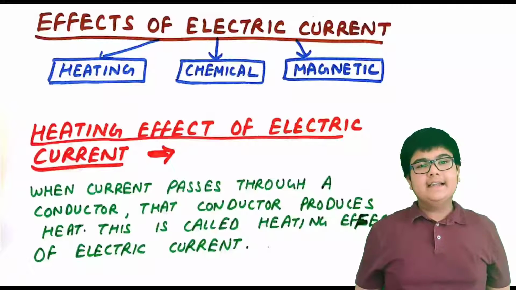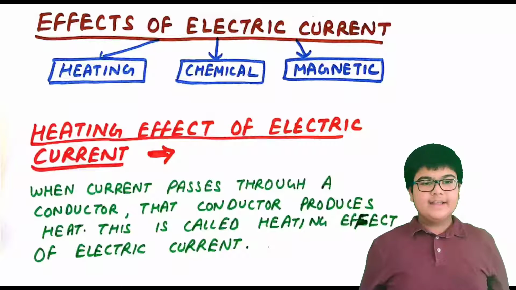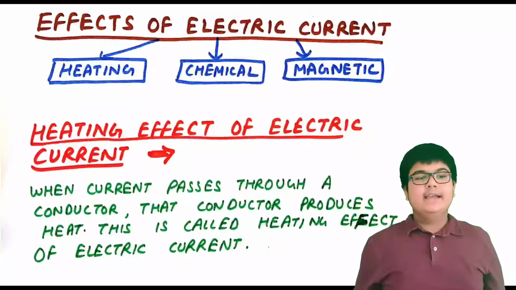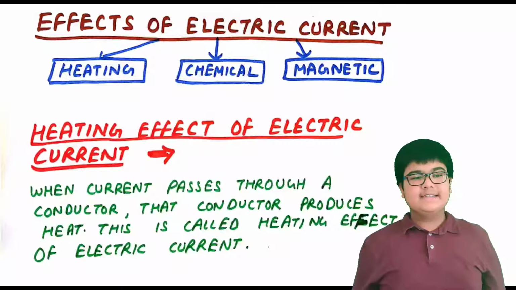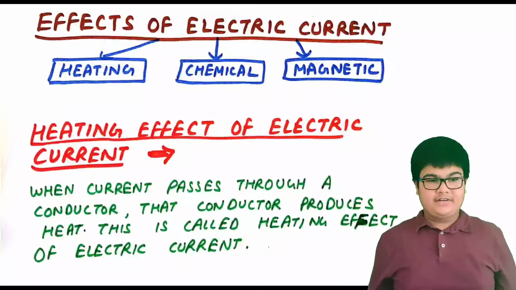Now let us understand the effects of electric current. There are 3 effects of electric current: heating effect, chemical effect, and magnetic effect. We will understand the chemical and magnetic effects in next chapters, and in this chapter we will cover the heating effect of electric current.